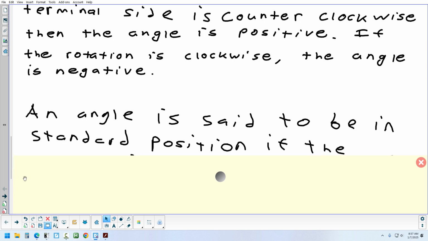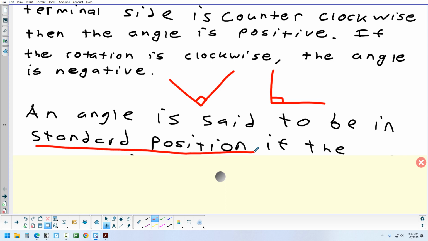Okay, so I told you that when we draw an angle, we like the initial side to be a certain way. If you're going to draw a 90-degree angle, and you did something like that, even though that is a 90-degree angle, that's not generally how we would draw it. We would want to draw it like that. Drawing a 90-degree angle like that is called standard position.